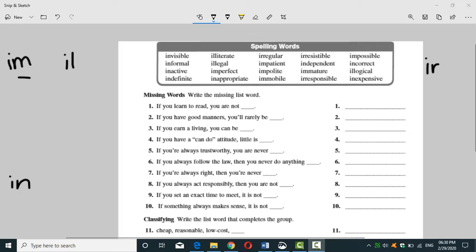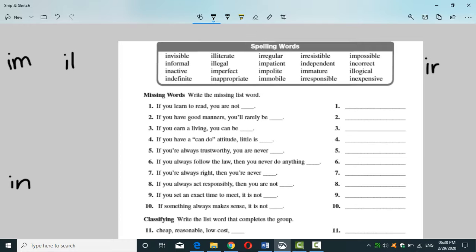Today we need to focus on the negative prefixes, the ones that include I. Sorry for the voice that comes from somewhere around. I need you to focus on the I prefixes. We have the IL prefix, IR, IM, and IN prefix.